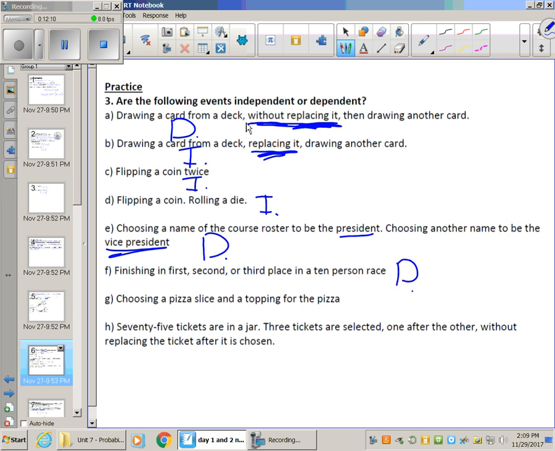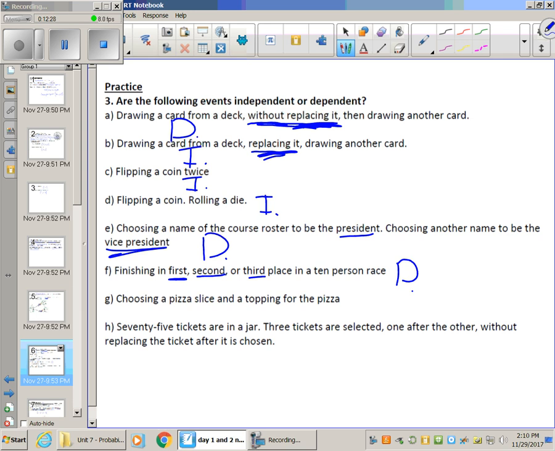All right, because whoever gets first, then the second place depends on who got first, and the third place depends on who got second. They're dependent on each other. It does depend on who gets first. Ruining my video. All right, and then G says choosing a pizza slice and a topping for the pizza.